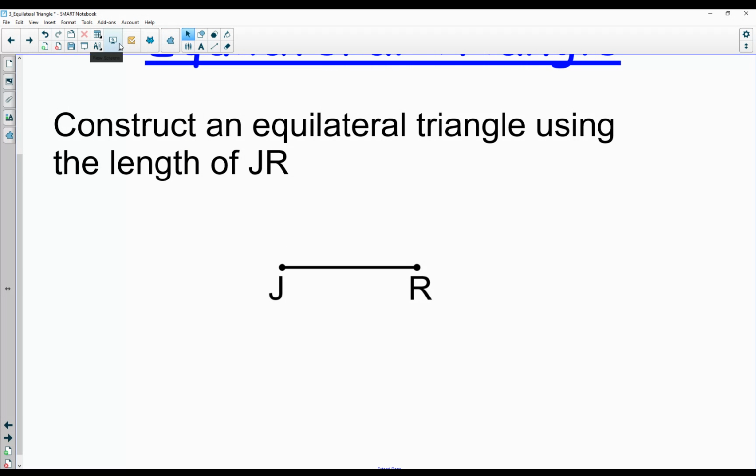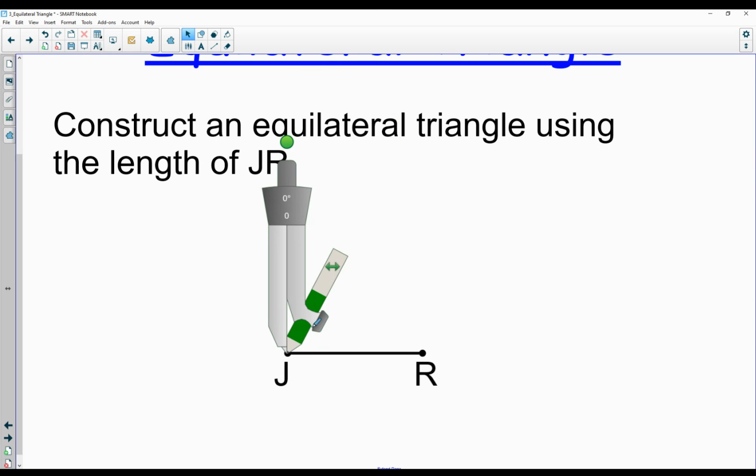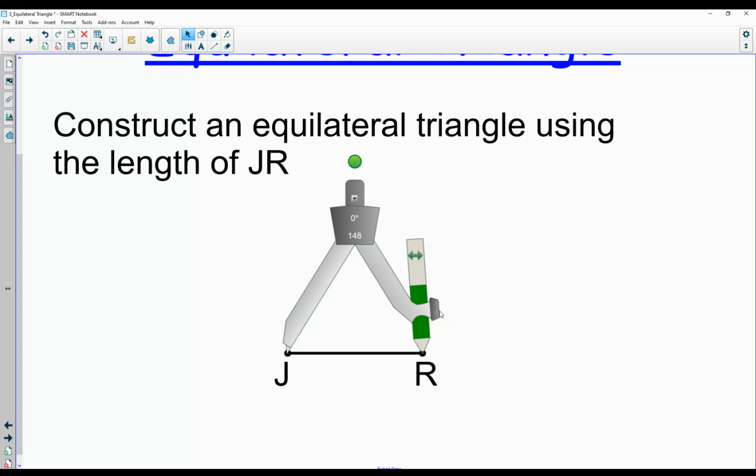So really, you're using your compass, and you're not changing the width of the compass at all. So to do this, we're going to use the endpoints J and R. Open it up. And this is the length of every side. So right now, I have to figure out where my third point is going to be, kind of like when we talked about Joe, Marty, and Tony playing baseball. Where would my third point be so that this would now create an equilateral triangle?